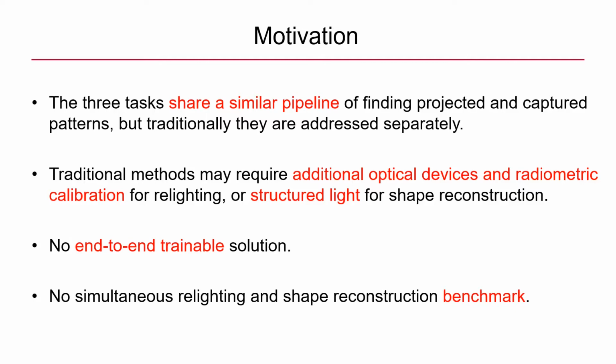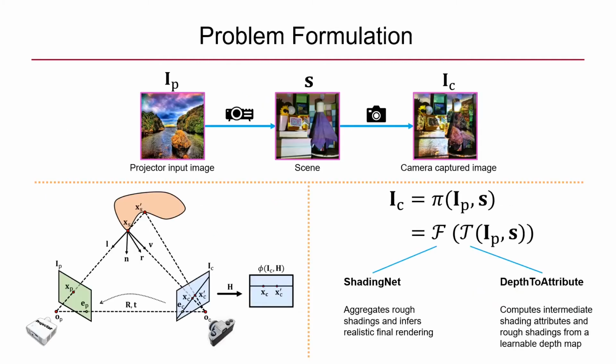projection or capturing. Our setup is shown in the bottom left and consists of a projector and a camera. The goal is to approximate the projector camera image mappings, using a model pi and collected image pairs IP and IC. We propose to approximate pi using a deep learning-based model, named DeProCams, and we explicitly disentangle the geometry and photometry using two submodules, named depth to attribute and shading net, for rough shadings and photorealistic renderings, respectively.